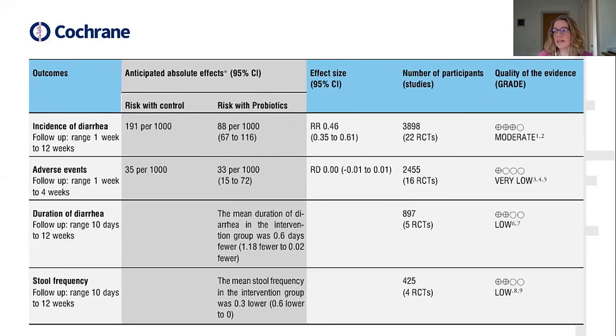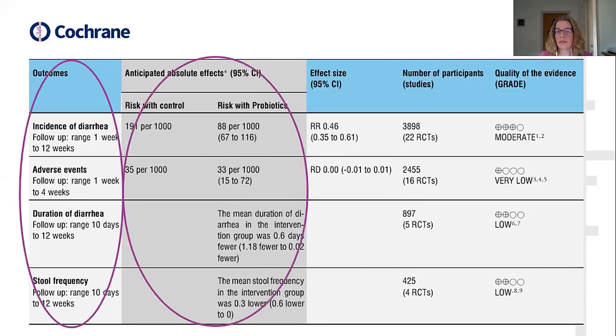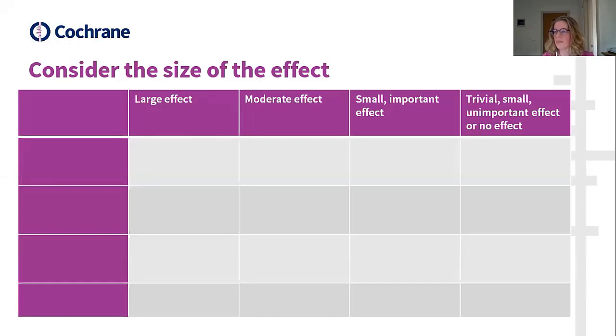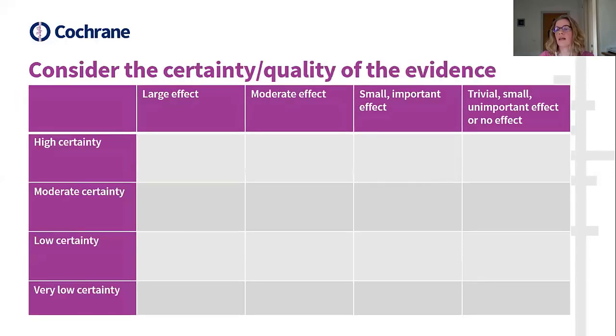So when you're creating narrative statements, the bits of the table that you really want to be focusing on are the outcomes, the absolute effects, and the certainty of the evidence. So how do we formulate a narrative statement? Well, we're going to use a GRADE matrix, and you look at the result for an outcome and you decide whether you think it's a large effect, a moderate effect, a small important effect, or a trivial, small, unimportant, or no effect at all. And then you want to look at the certainty of the evidence for that particular outcome.